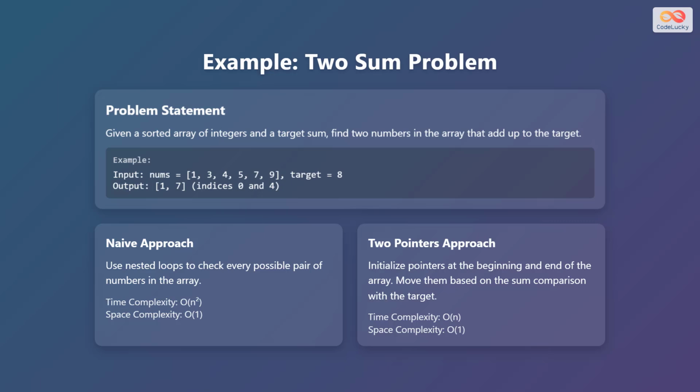A naive approach to solving this problem is to use nested loops to check every possible pair of numbers in the array. However, this approach has a time complexity of big O of n squared, which can be inefficient for large arrays. A more efficient approach is to use the two-pointers technique. By initializing pointers at the beginning and end of the array, and moving them based on the sum comparison with the target, we can achieve a time complexity of big O of n, significantly improving performance.